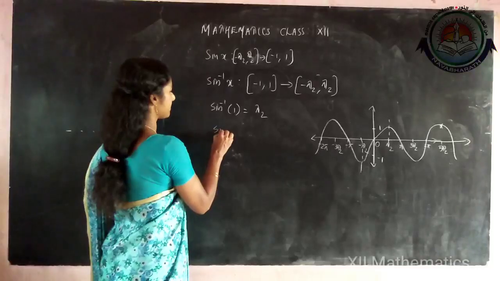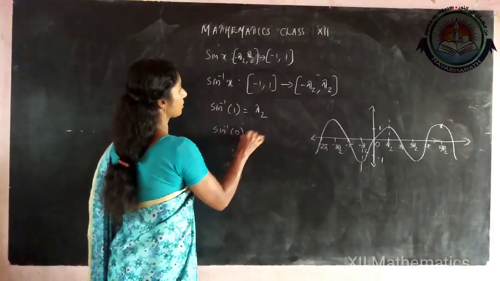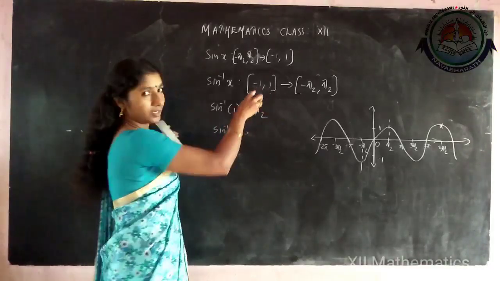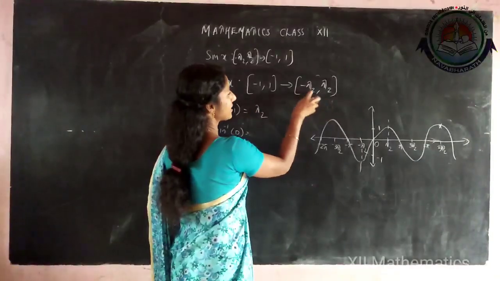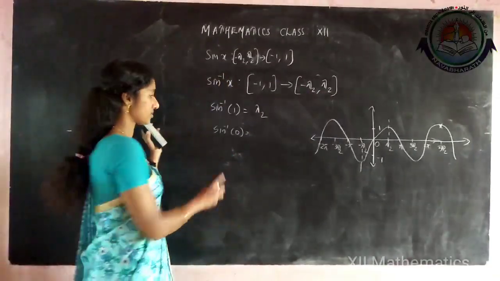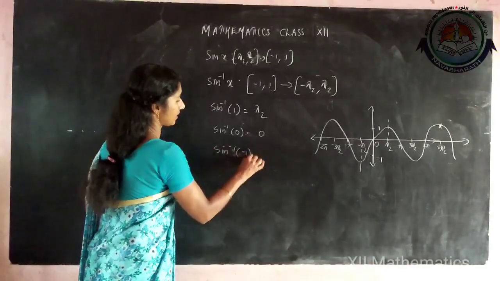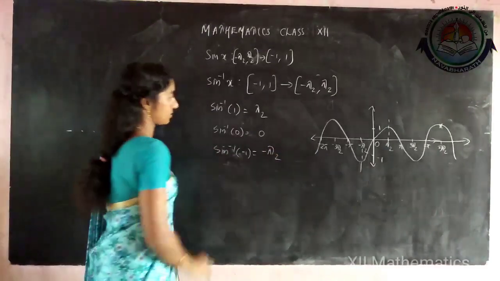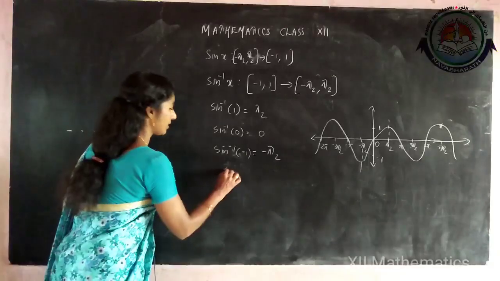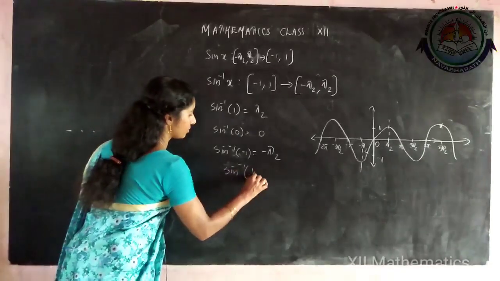Then what is sine inverse of 0? Sine inverse of 0, here 0 is there in between minus 1 and 1. Here also 0 is there, between minus pi by 2 and pi by 2. So sine inverse of 0 is 0. What is sine inverse of minus 1? Minus pi by 2.